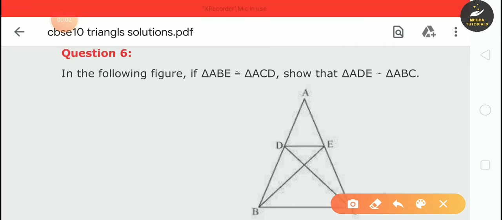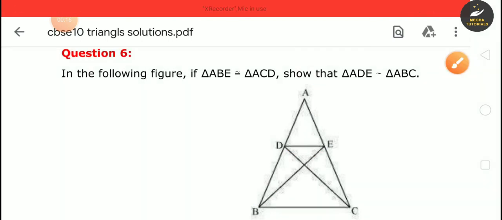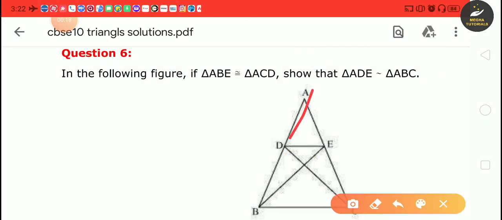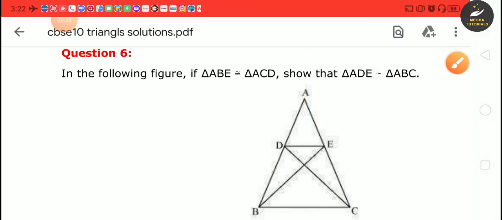Question 6. In the following figure, if triangle ABE is congruent with triangle ACD, so ABE is this triangle, it's congruent with triangle ACD. Then we have to show that triangle ADE, it means this triangle, is similar with the main triangle ABC. So let's find the solution.